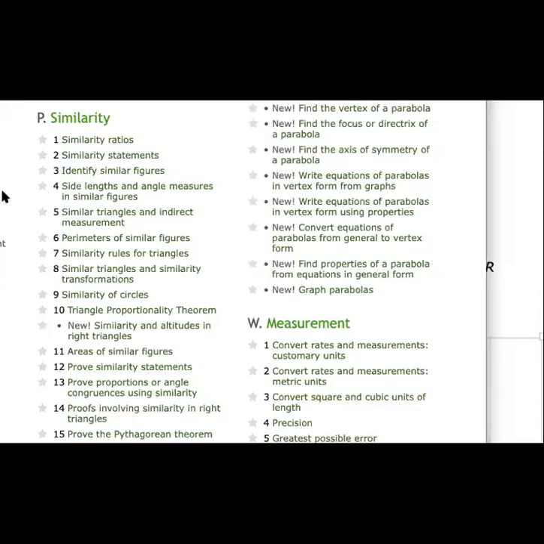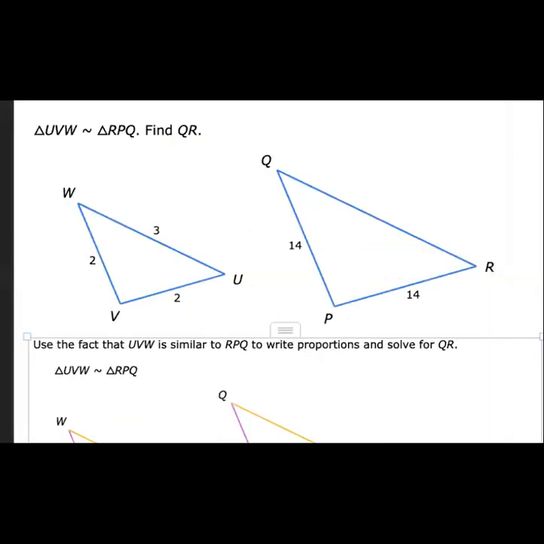All right, we are going to cover P4 and P5. So side lengths and angle measures in similar figures, and then similar triangles and indirect measurement. Okay. So in the first one, side lengths and angle measures in similar figures. In this one, they have UVW is similar to RPQ. Find QR.